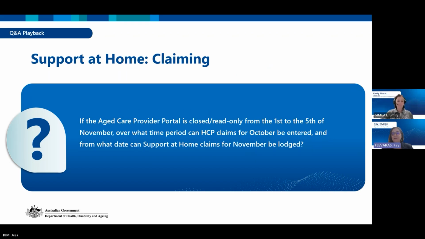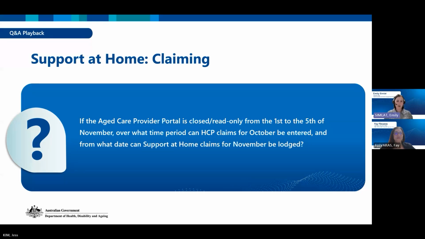Moving on to the claiming process then. So if the aged care provider portal is closed or read only from the 1st to the 5th of November, over what time period can the HCP claims for October be entered? And from what date can Support at Home claims for November be lodged?